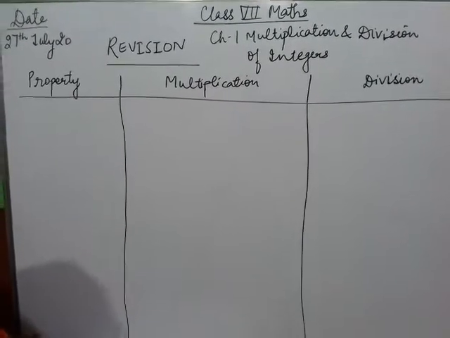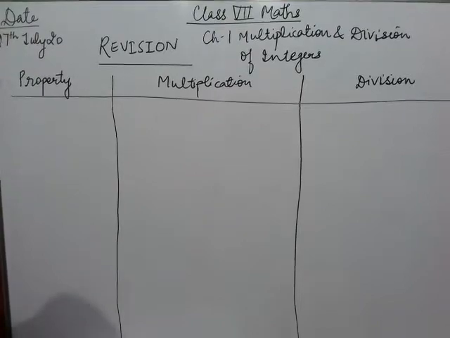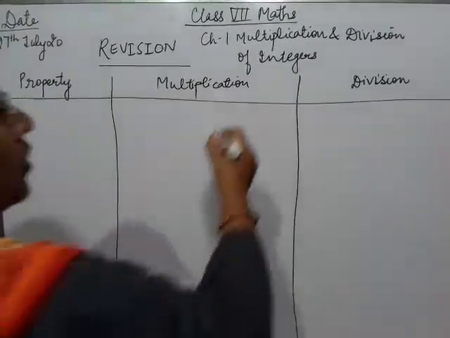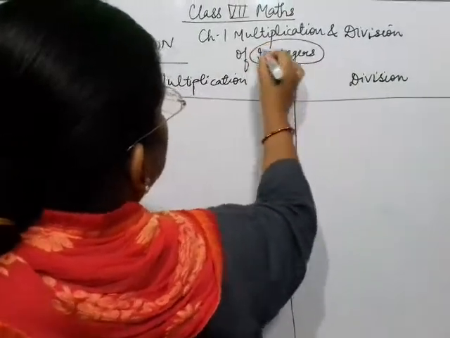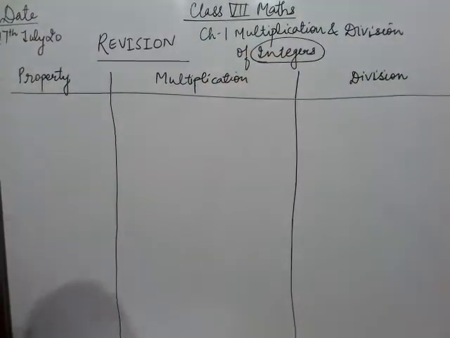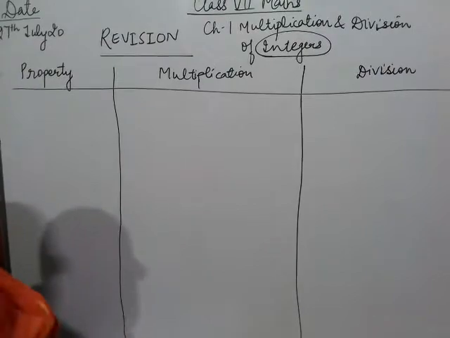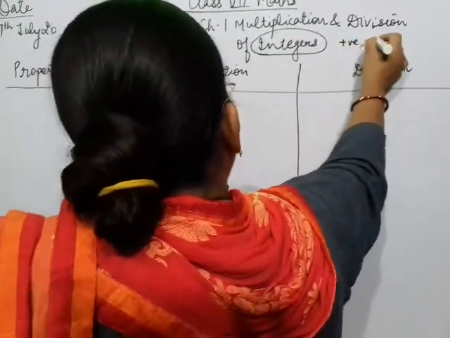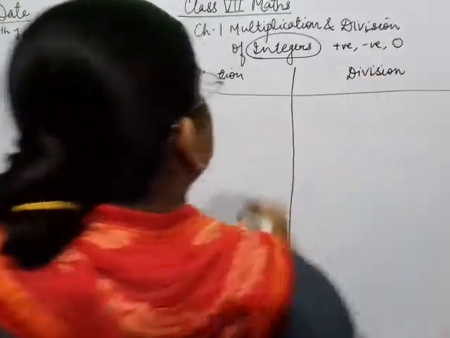Now the revision of chapter 1 I am going to start, multiplication and division of integers. Now the chapter contains a word integers. Now what are integers? Integers are basically a set of numbers made of positive numbers, negative numbers and 0.